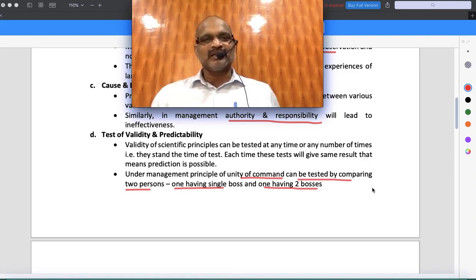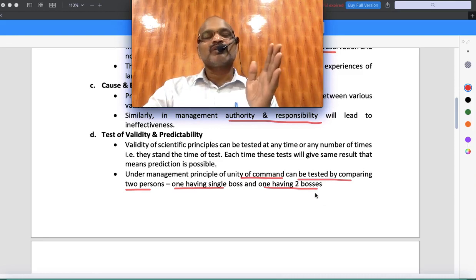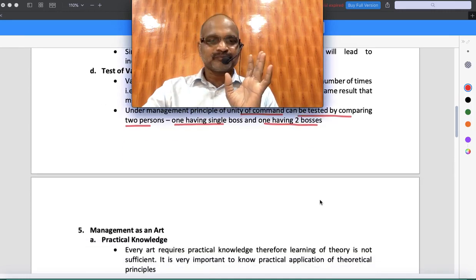Understood? So that was a test of validity. The performance of people who are controlled by one manager was very high. It was proved in the unity of command principle. And the performance of people who are controlled by so many managers is not good. So just like science, where we can test and predict, management can also do so to a certain extent. You cannot say any science is a pure science, because science has its own characteristics and management has its own characteristics, but certain principles of management actually reflect the features of science. That is one thing. Okay. Understood?